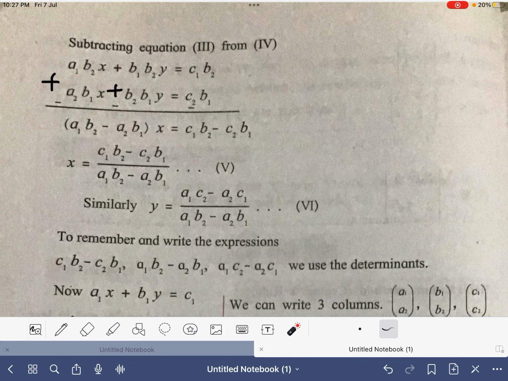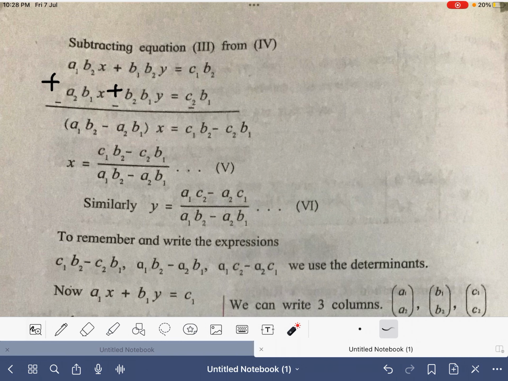So simplify this: a1 b1 minus b1 b2y minus b1 b2y, they will cancel with each other. Now what are the remaining terms? a1 b2x, a2 b1x, c1 b2 and c2 b1.